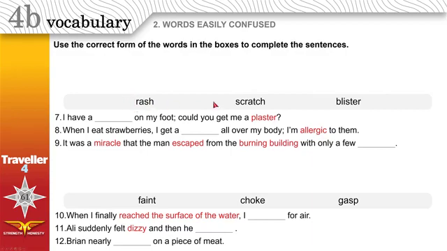Next, we have rash, scratch, and blister. All of them are nouns. Rash is when somebody has a lot of red spots appearing on the skin after playing with animals or sometimes after eating some kinds of food.